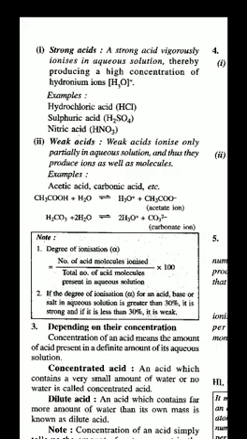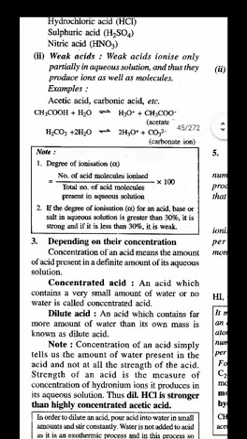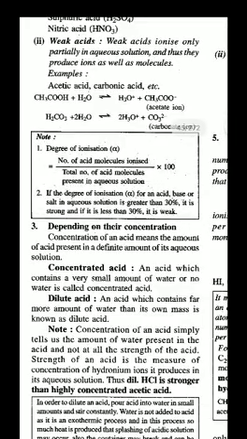Sulfuric acid 2 hydrogens, HNO3 1 hydrogen. Weak acids are not completely ionized, they partially ionize, thus producing less H+ ion. Degree of ionization is the number of ionized acid molecules divided by the total number of acid molecules present. If the degree of ionization of an acid, base or salt is greater than 30%, it is a strong acid.